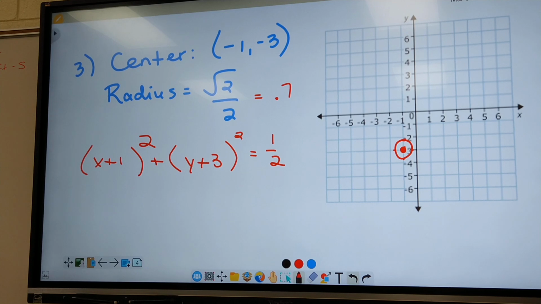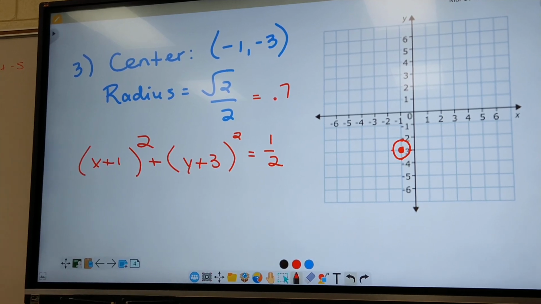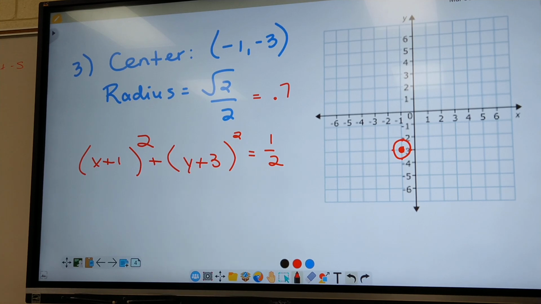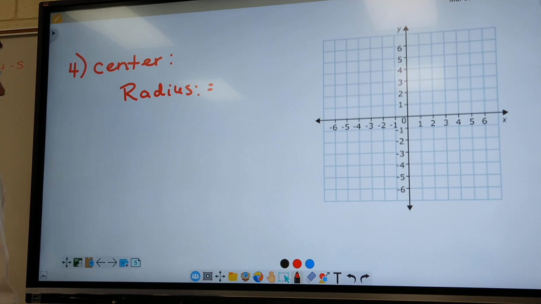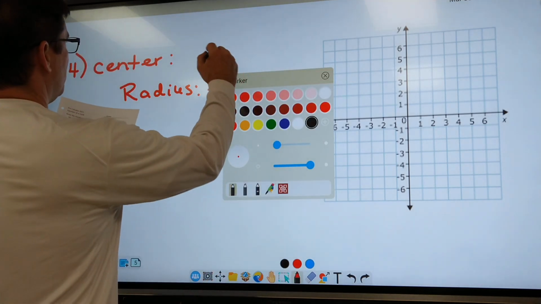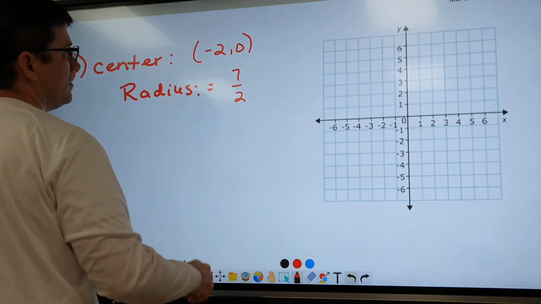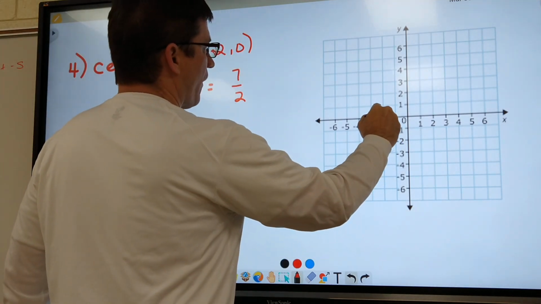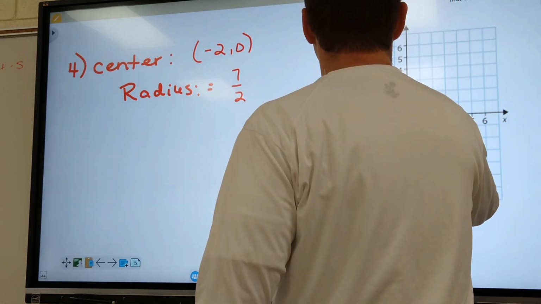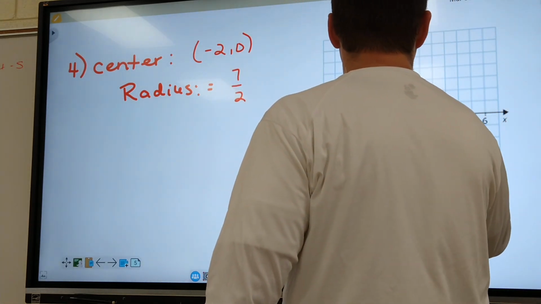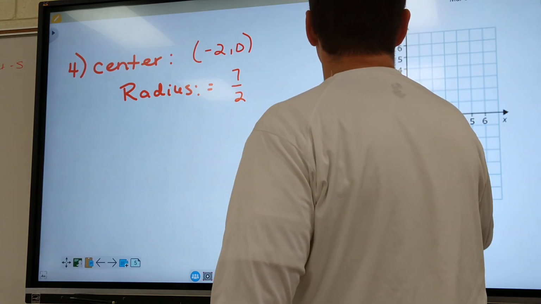All right, so y'all do number 4. Y'all should be able to do 4 without me, right? All right, what's my decimal gonna be for 7/2? So 1, 2, 3.5 in each direction.